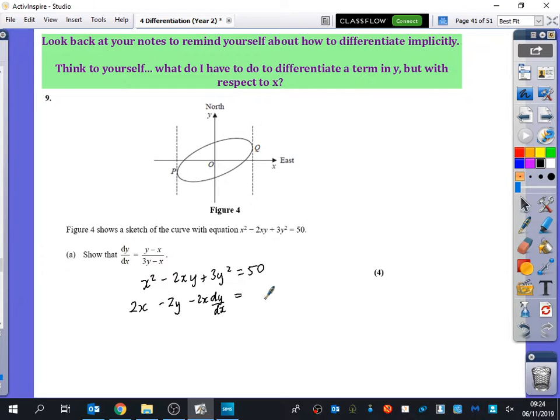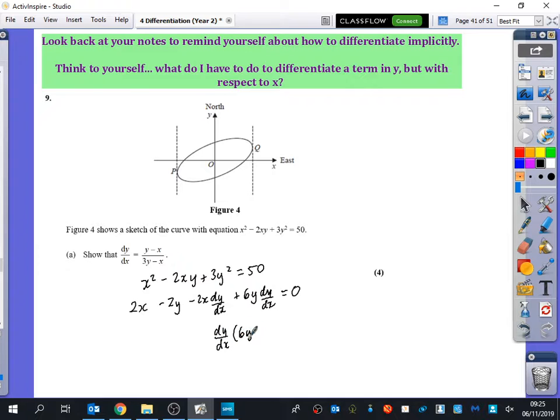And Amara, what was the silly mistake that you made here? Yeah, you had that 50 differentiated to 50, but obviously it has to go to 0 here. And I haven't done the 3y squared either, so I've made another silly mistake. So that should go to 6y dy/dx, and the 50 differentiates to 0. So then we can actually factorize straight away.